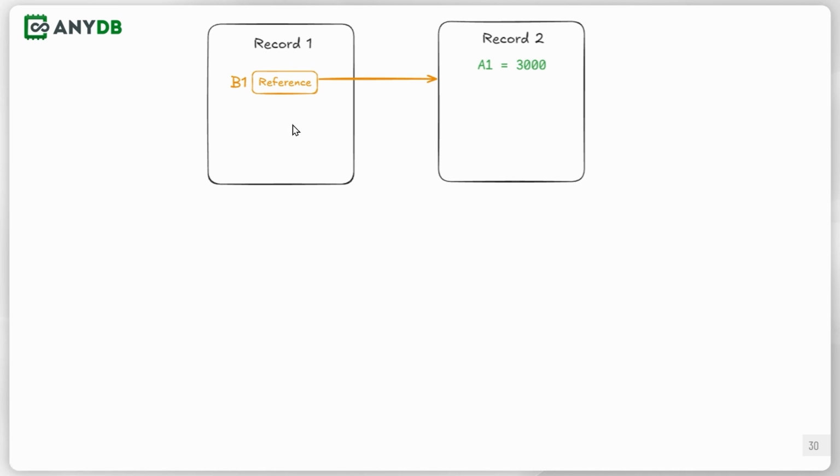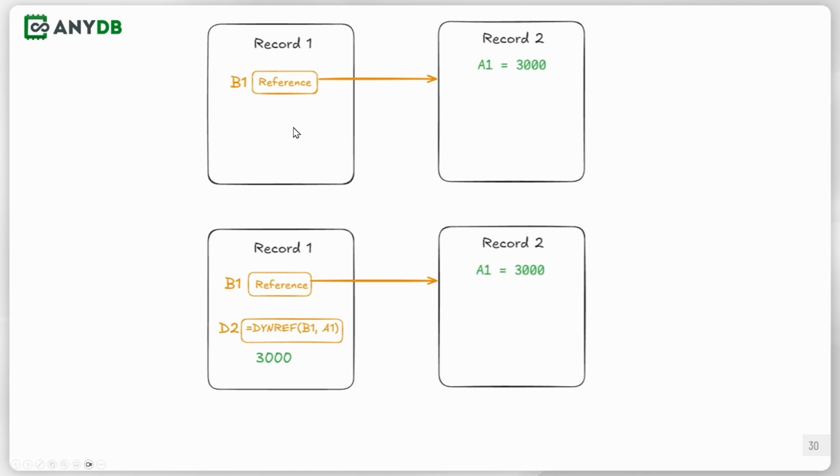Well, how can you do that? By using a very simple formula called dynamic ref. And all you do is in another cell that you want to refer to the value in record 2, you would say D2 equals dynamic ref from that cell B1, and you would get the value of A1 from the record. And that's a formula that will give you the value 3000. And this is dynamically connected.